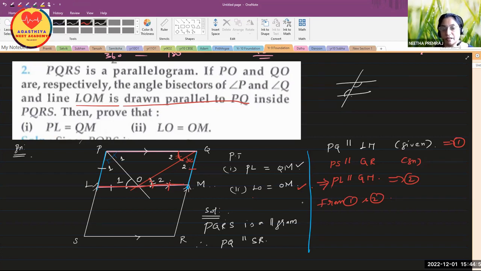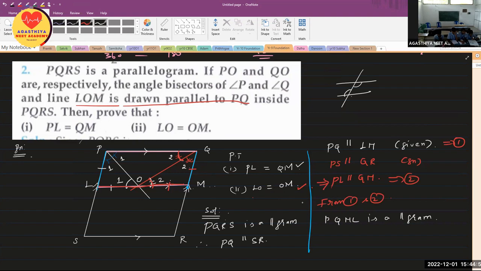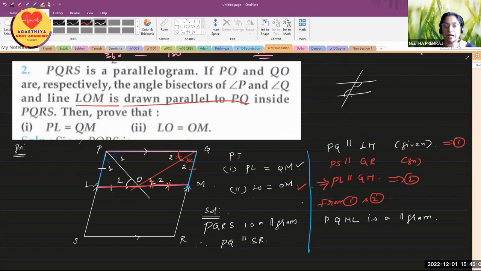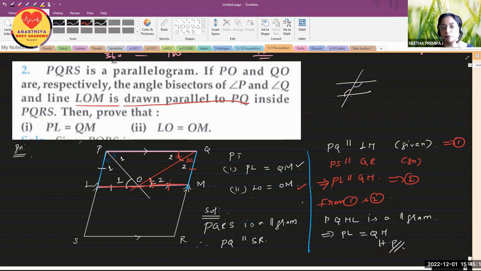You can say PQML is a parallelogram, isn't it? See, if opposite sides are parallel, you can say the quadrilateral is a parallelogram. Then if PQML is a parallelogram, PL must be equal to QM. PL is equal to QM. Hence proved. So we have proved this one.